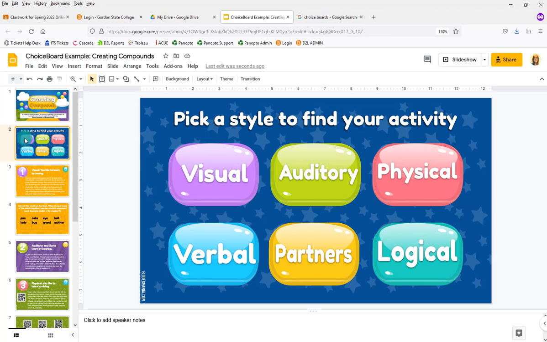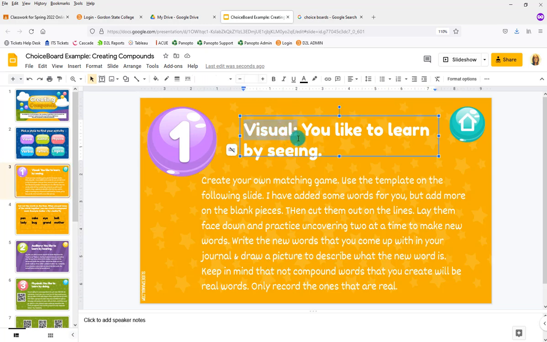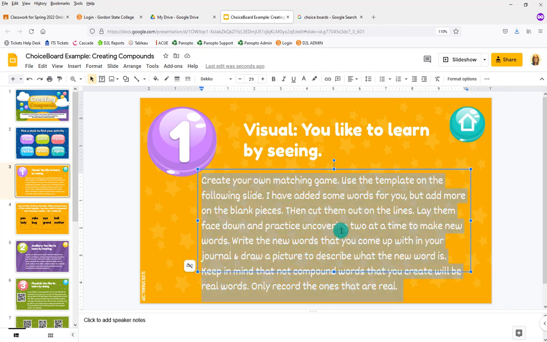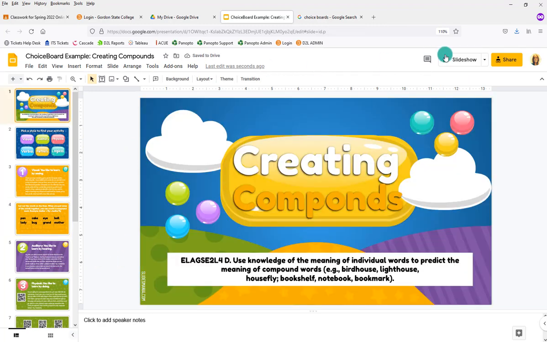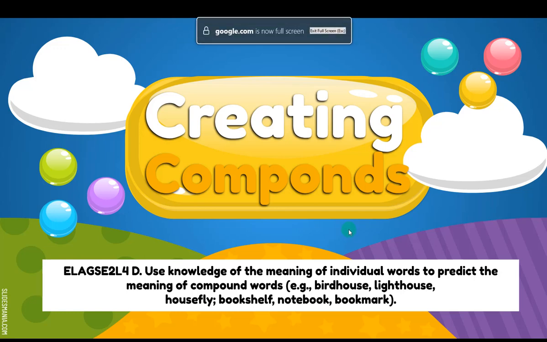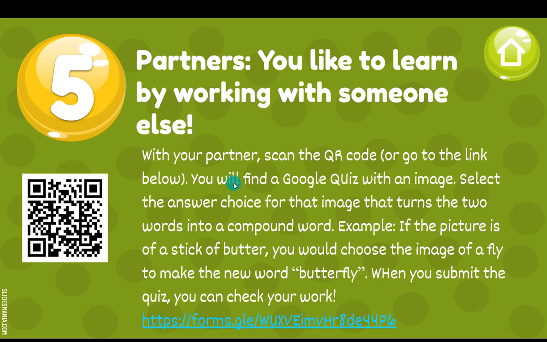So, the way this would work is, this is my choice board, and they would choose which one they want, and click on that, and that would take them there. So, if we selected visual, it would take us to the activity for the visual learners. I said, you like to learn by seeing, and then, in kid friendly terms, in words they would understand, I explained what their activity is going to be. Then they would go to the next slide, and that would be the one that they would do for that activity. When they look at it in slideshow view, they can click on whichever one. So if I wanted the partner one, it would take me to the partner one to do.